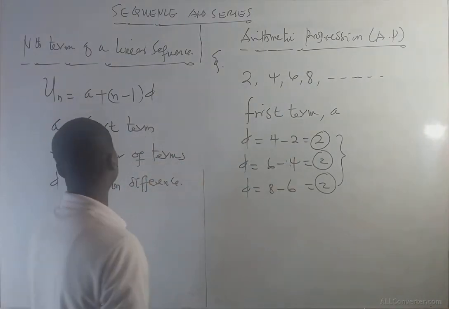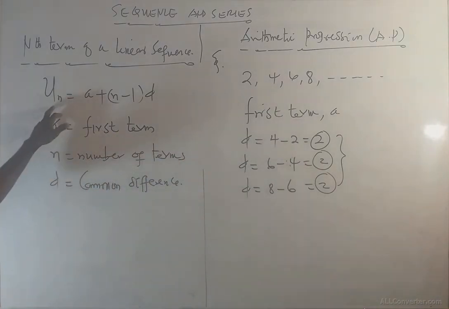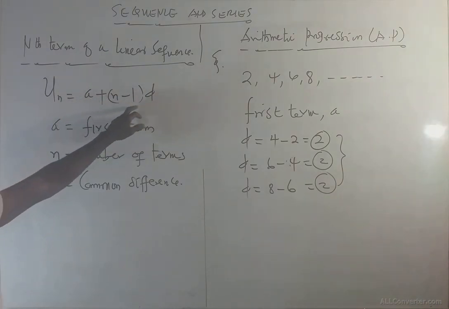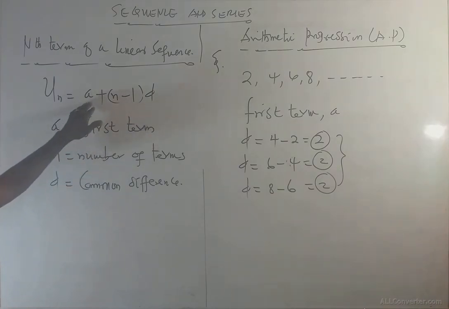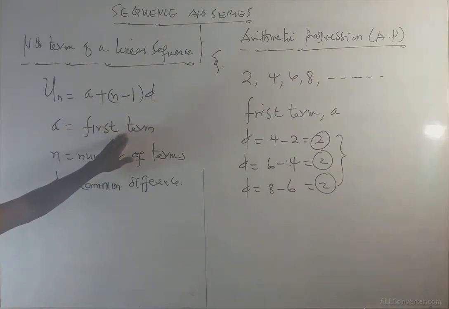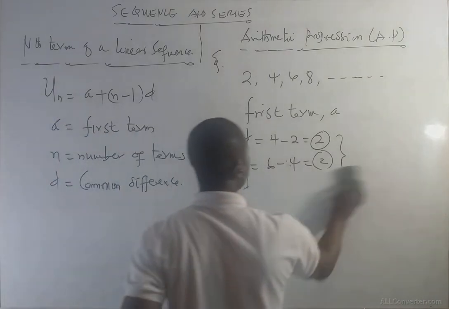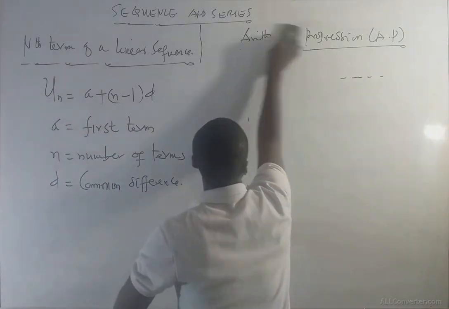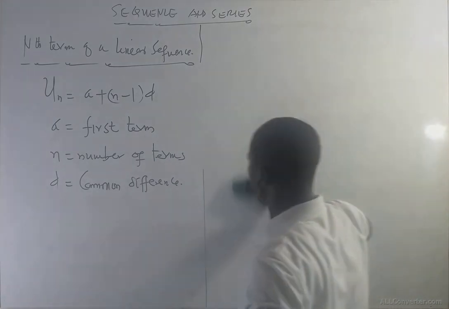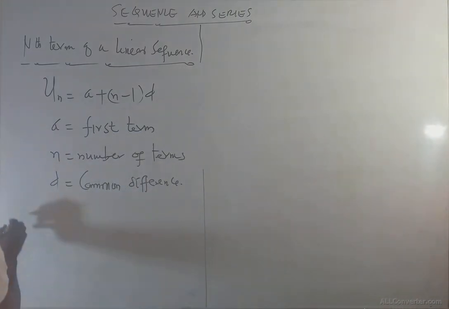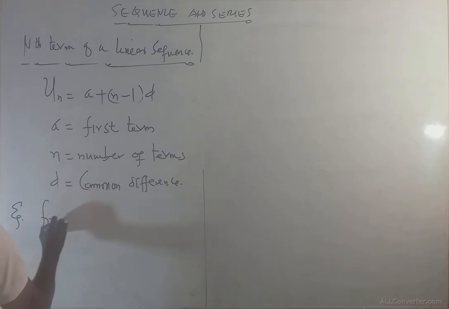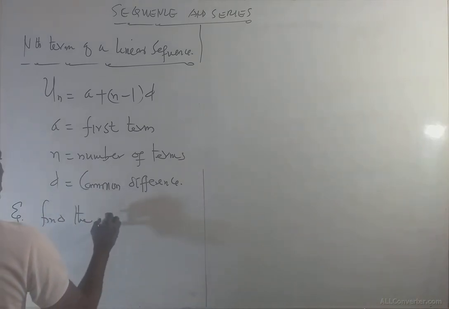Okay. So now the nth term formula of a linear sequence is Un = a + (n - 1)d. Now, defining the terms, a is the first term of the sequence, n is the number of terms, and d is the common difference. Now, we are going to look at how to apply this formula. Let's look at how best we can apply this formula. Let's assume that you have to find the seventh term.